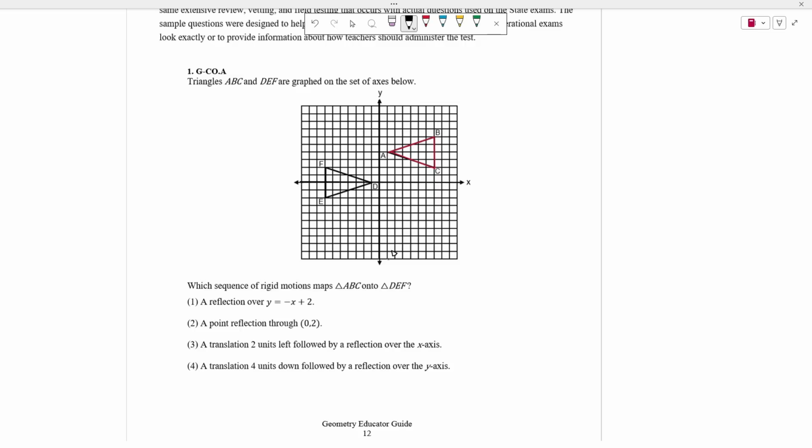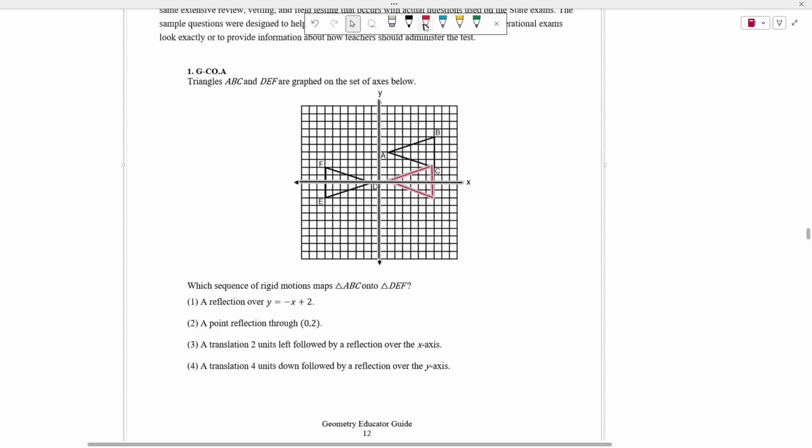All right, so now we are going to go through these answer choices and see which one correctly maps this triangle onto this triangle right here. The first choice says that we have to translate 4 units down followed by a reflection over the y-axis. So let's see whether that's valid or not. If I were to translate this 4 units down, I'm just moving every single point 4 units down, or subtracting 4 from the y-coordinates. So I'll go 1, 2, 3, 4. That's a translation 4 units down.